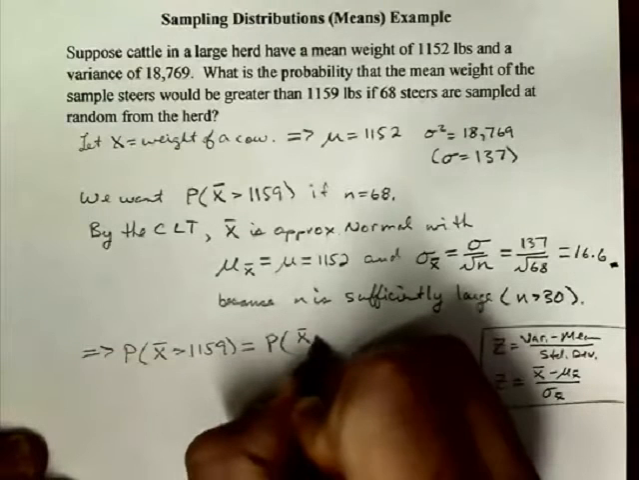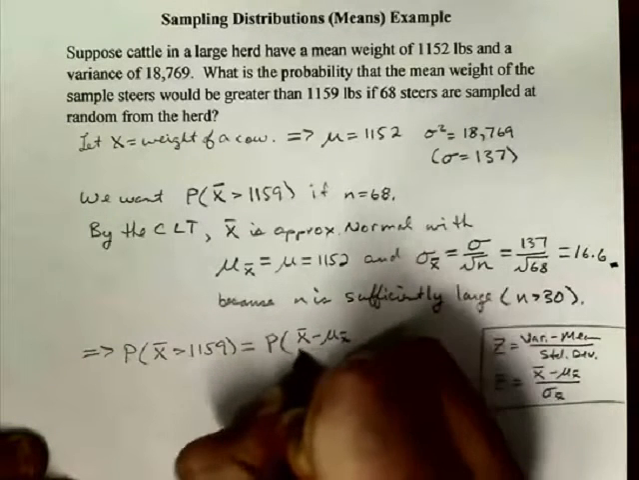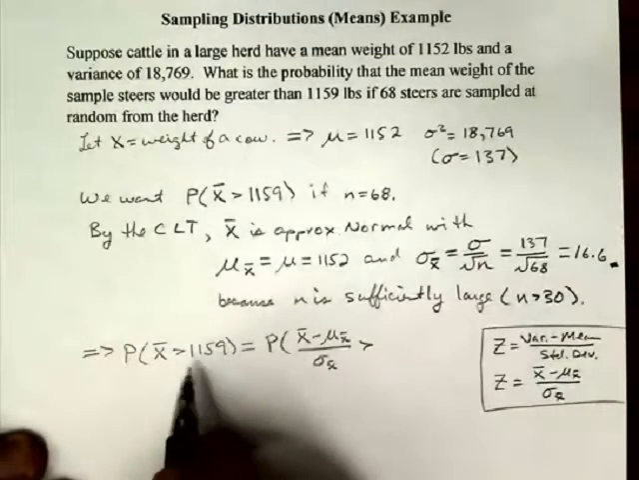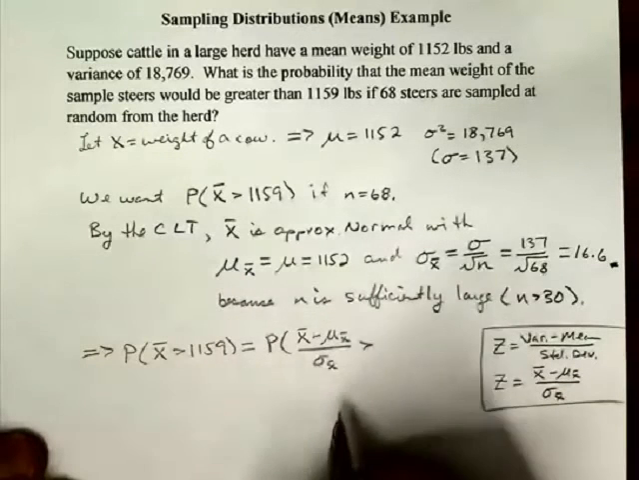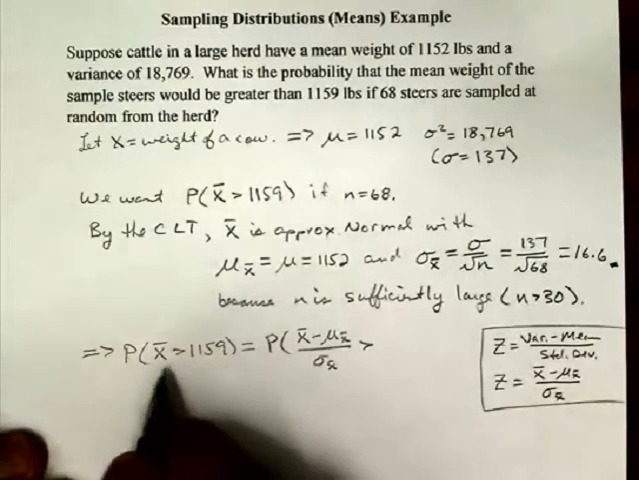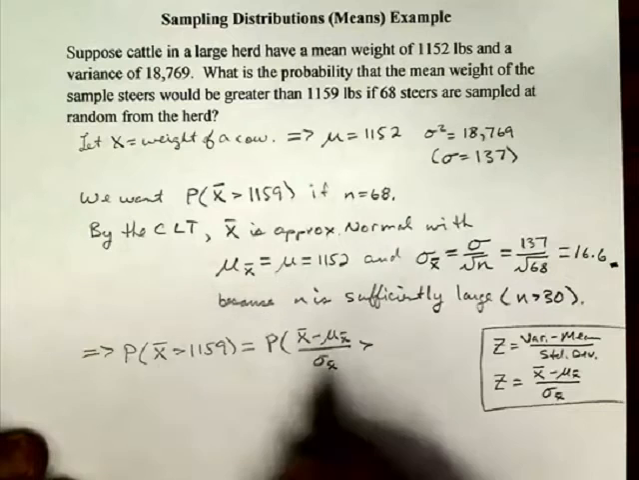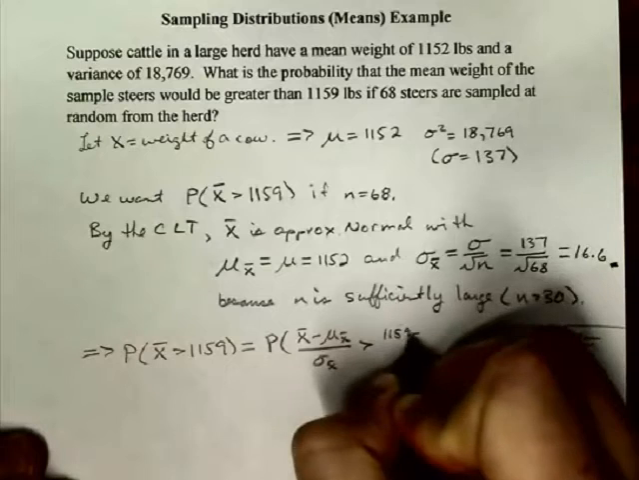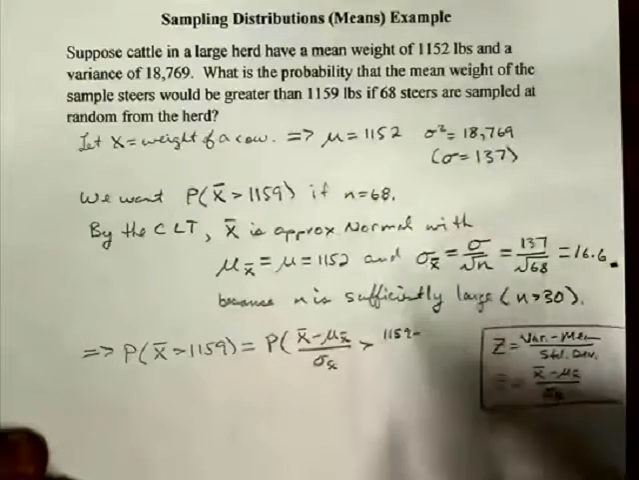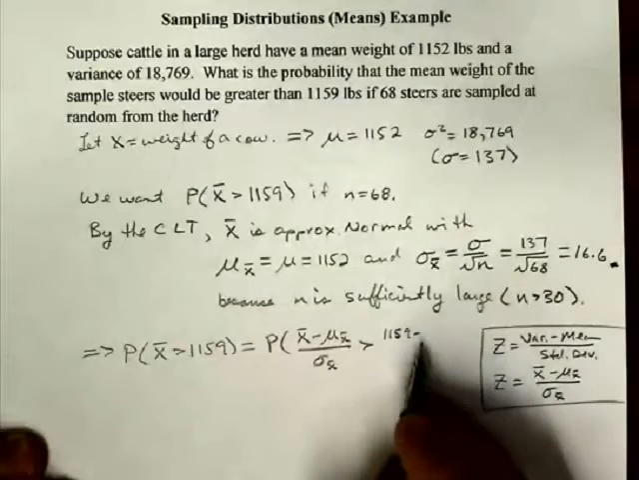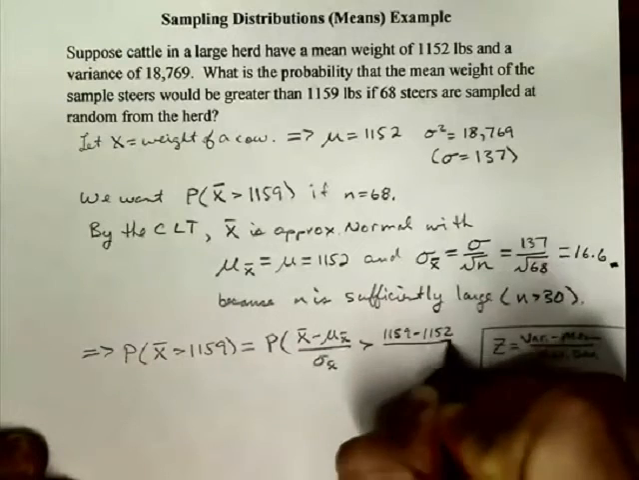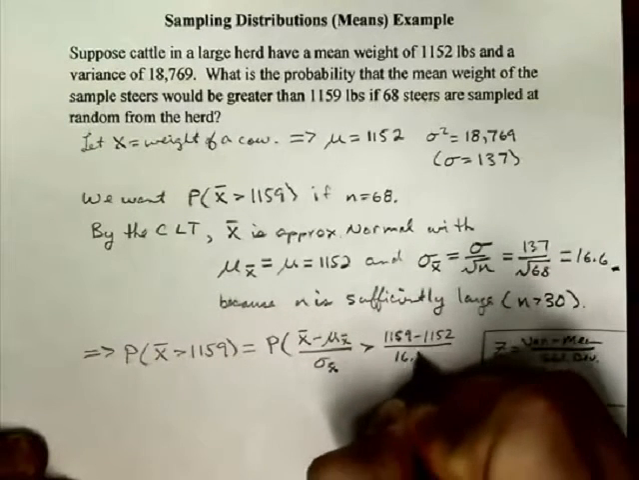So I've got the probability that X bar minus mu sub X bar over sigma sub X bar is greater than, what I do to one side of the inequality, I've got to do to the other side of the inequality. Okay, and by the way, I'm not multiplying or dividing either side of the inequality by a negative number, so I don't have to worry about flipping this to a less than. It stays greater than. Okay, so I've got 1159. Now I subtract off mu sub X bar, and instead of writing the symbol mu sub X bar, I'm actually going to write the quantity, and that quantity here is 1152, divided by sigma sub X bar, that is 16.6.